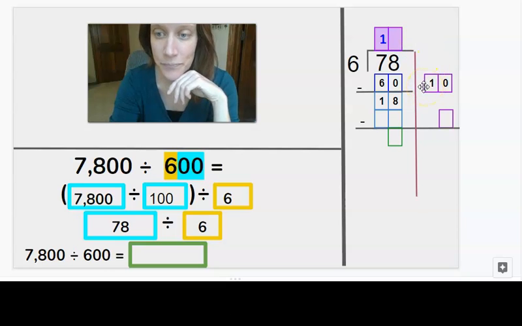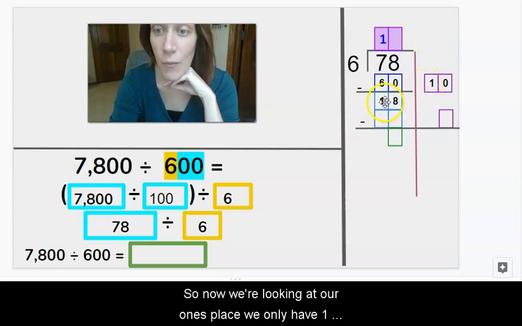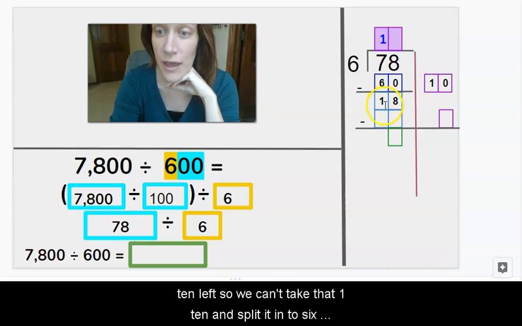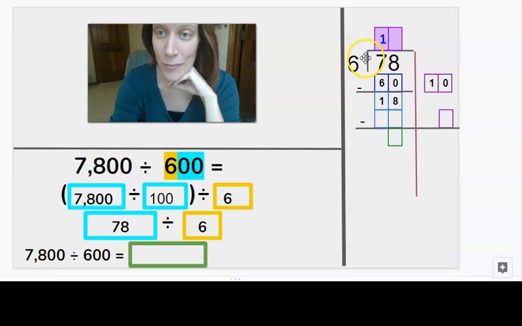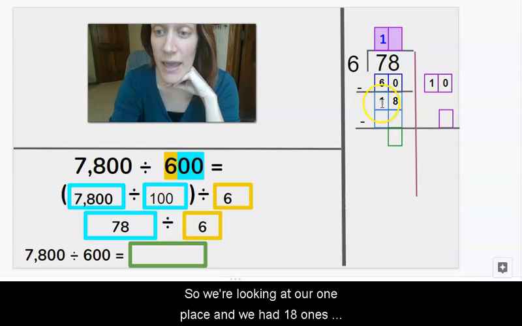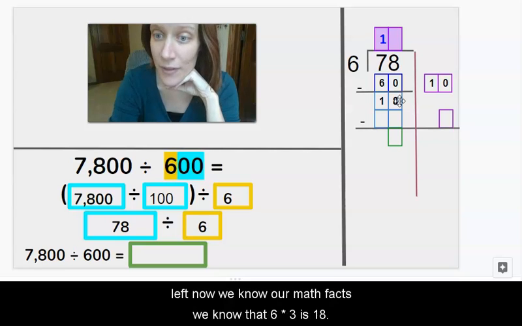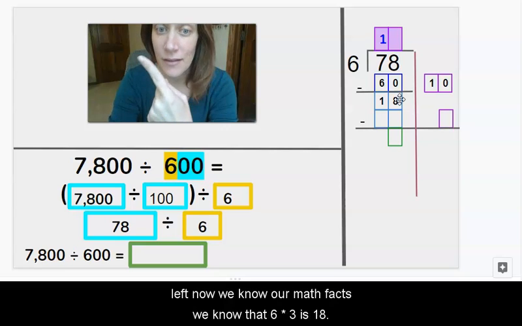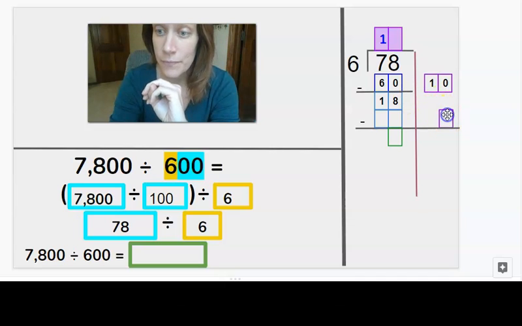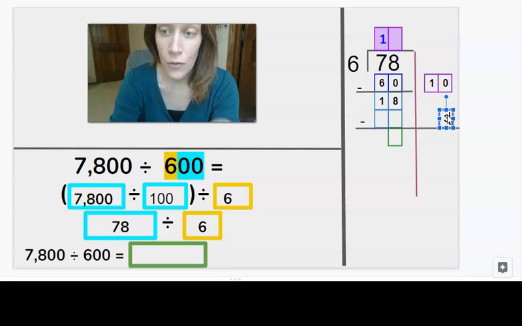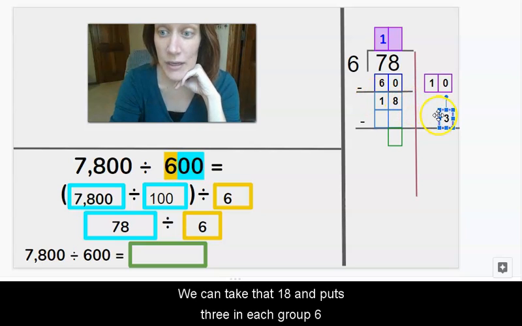So now we're looking at our ones place. We only have 1 ten left. So we can't take that 1 ten and split it into 6 groups of 10. We don't have enough. So we're looking at our ones place and we have 18 ones left. Now, if we know our math facts, we know that 6 times 3 is 18. 6, 12, 18. So we can take that 18 and put 3 in each group.